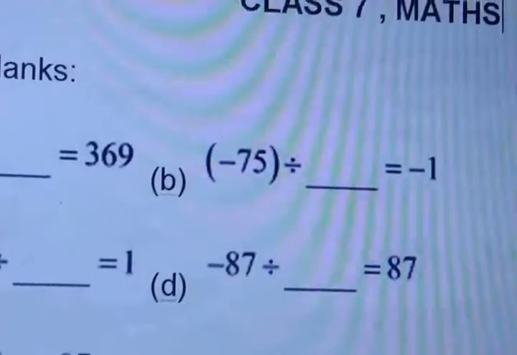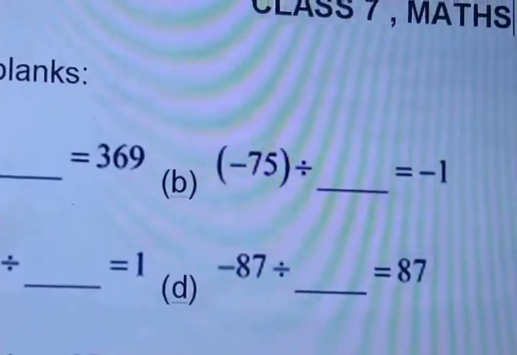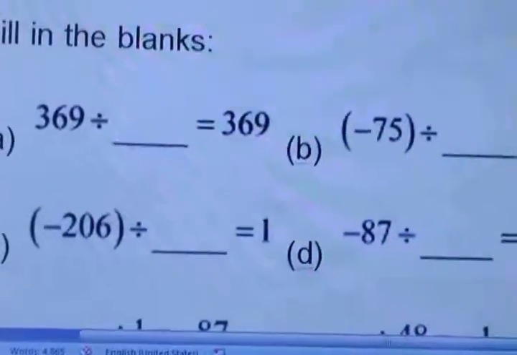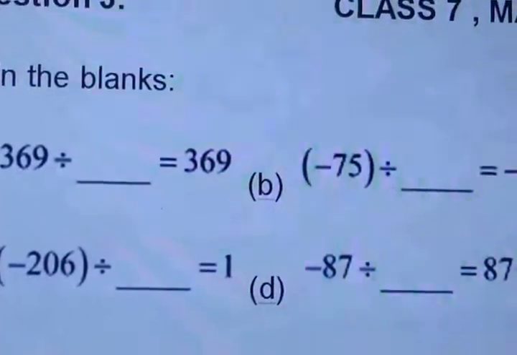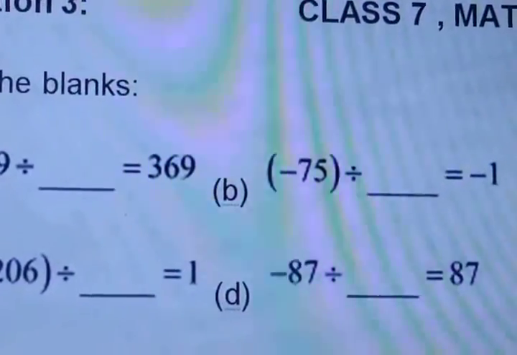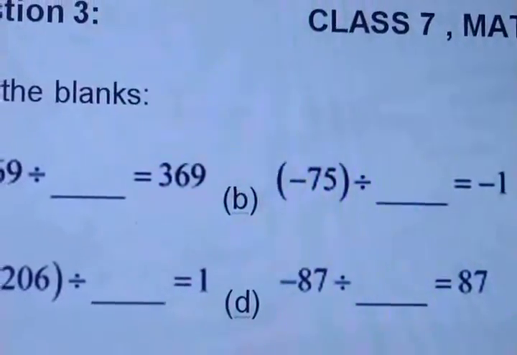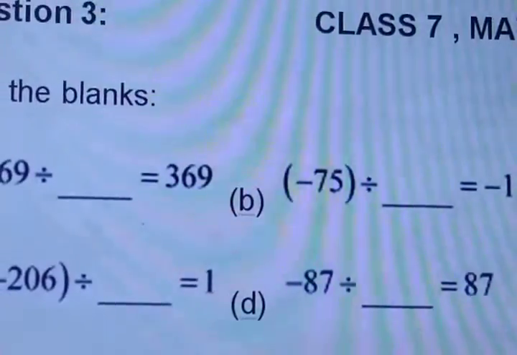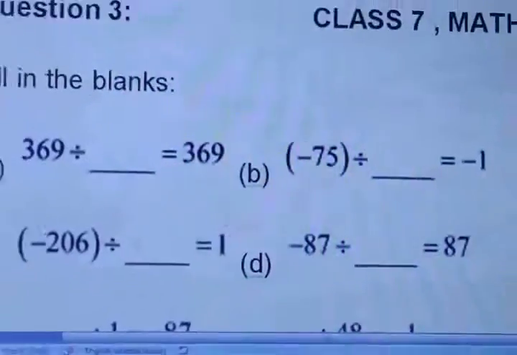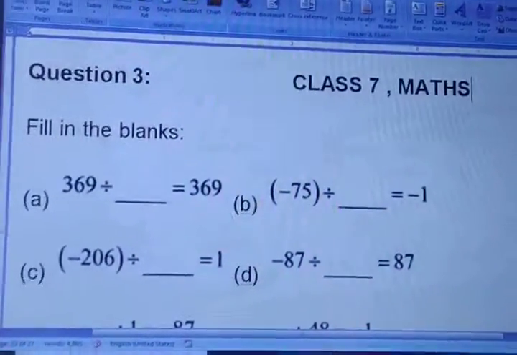Second question is minus 75 divided by which number, so the answer will be minus 1. Third question is minus 206 divided by which number, so you will get the answer 1. And question D is minus 87 divided by which number, so the answer will be 87. I hope all of you know about these answers. Can you tell me which number should be divided so you will get the perfect answer?